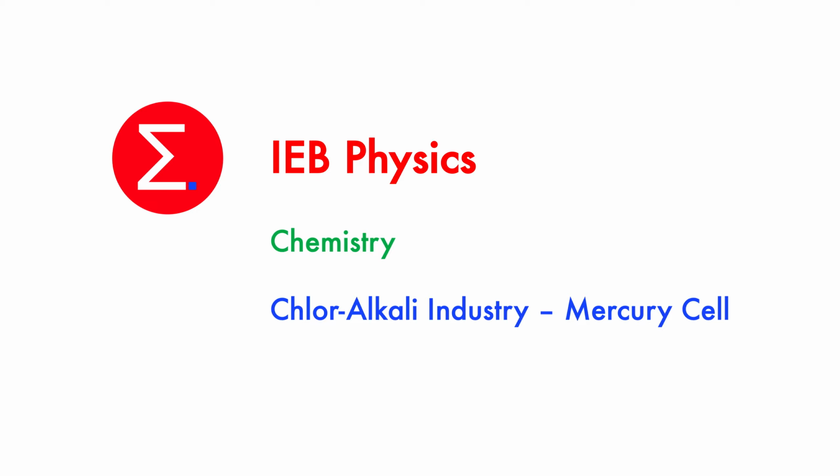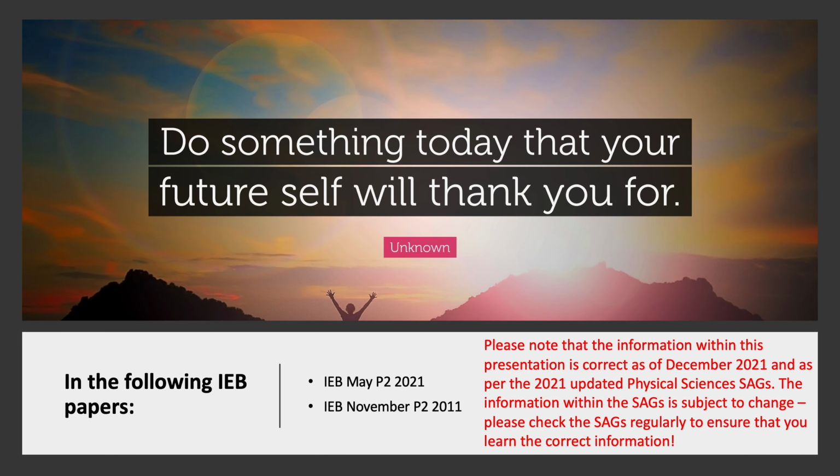Today we are going to be taking a look at the Mercury Cell, which is part of the Chlor-Alkali industry. This section is part of the chemistry section of the IEB Physical Sciences syllabus. So the Mercury Cell appears in the following IEB papers. It appears in IEB May paper 2, 2021 and IEB November paper 2, 2011.